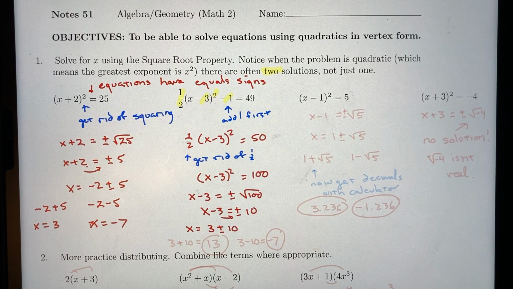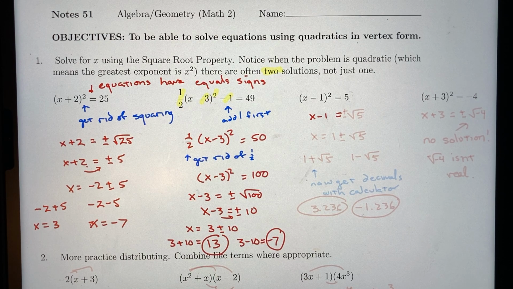Notice when you move the 3 over, it becomes positive. So 3 plus 10 is 13, is one of the answers. And then 3 minus 10 is negative 7, is the other answer. Okay, what about this one?